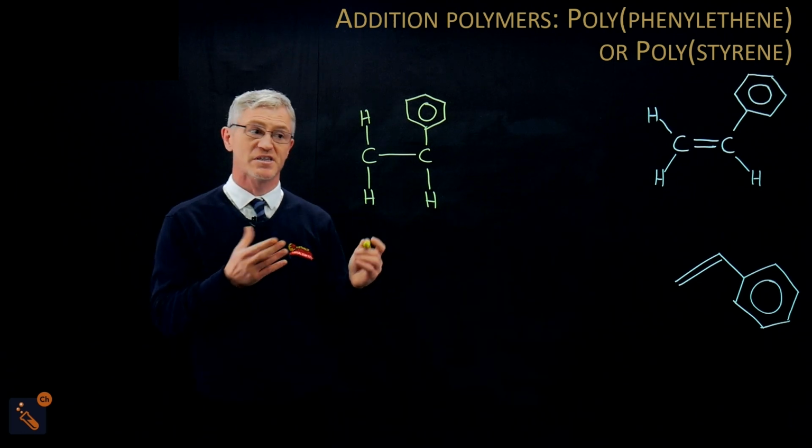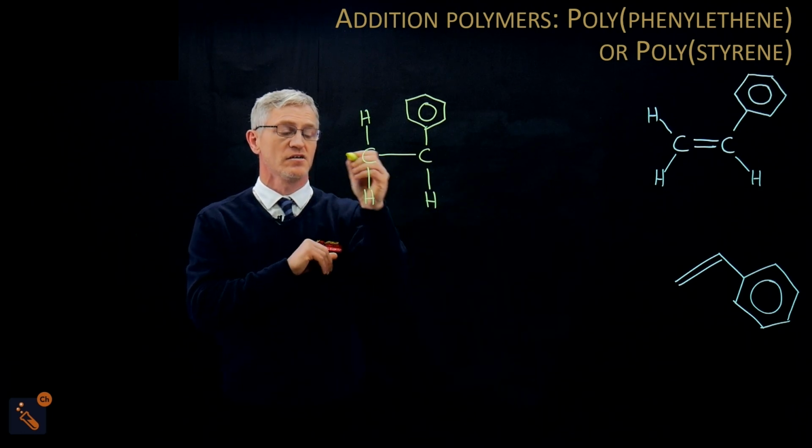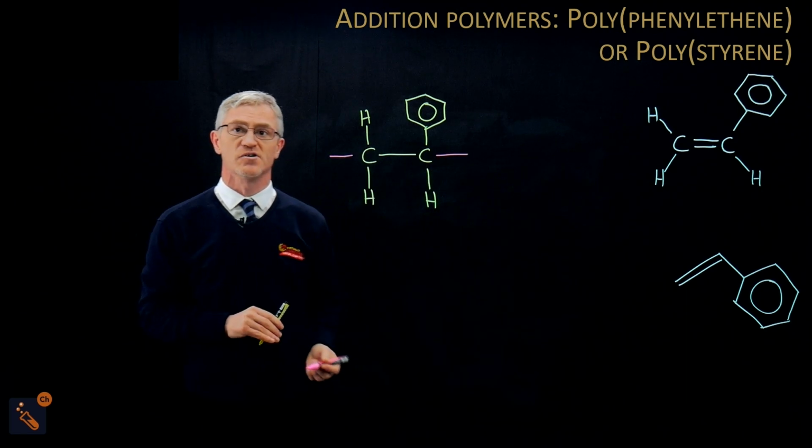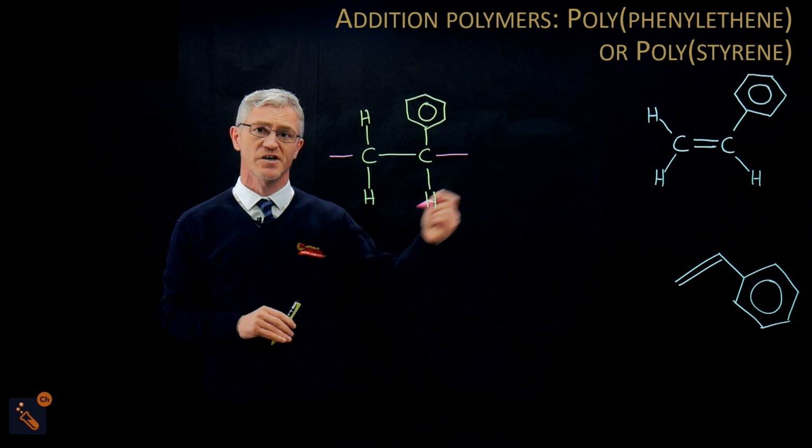Okay, point everything up, everything down. I've removed the double bond, that's all I've done. And then I put my extra bonds in either side. And I've got my nice repeating unit of that.